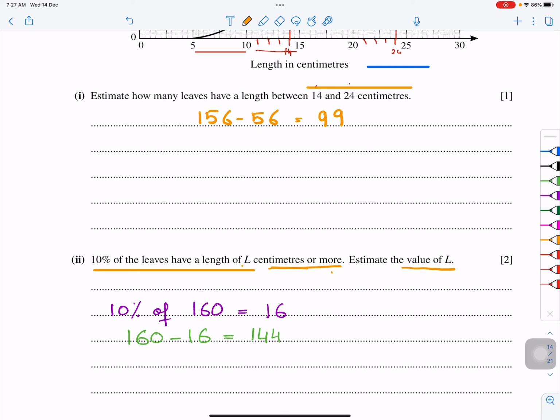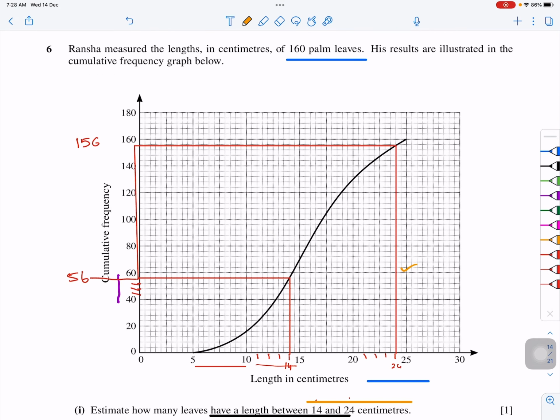Now this is something very interesting about "more," where students usually make mistakes. So 10% of 160 is 16. Now if you look at the graph, as we are going higher on the graph here, these lengths are more, because you see length is increasing like this. Let me erase the rest of the thing so it becomes neater. Okay, so if you see here, as this x-axis moves on to the right, the length is increasing.